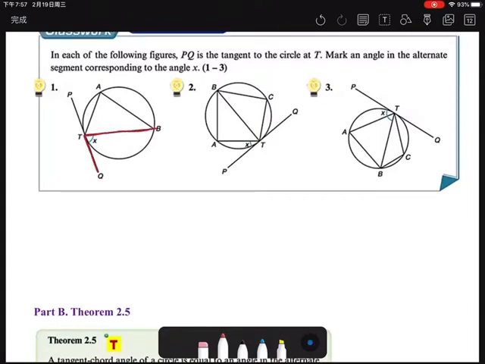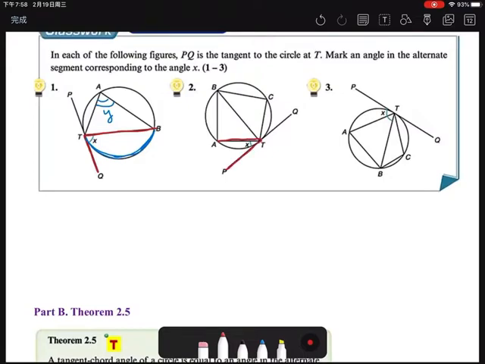Focus on the tangent-chord angle. Inside the tangent-chord angle, there is an arc. The angle at circumference subtended by the arc inside the tangent-chord angle is the angle in alternate segment. Here I use an unknown y to represent the angle in alternate segment, so y is the angle in alternate segment.